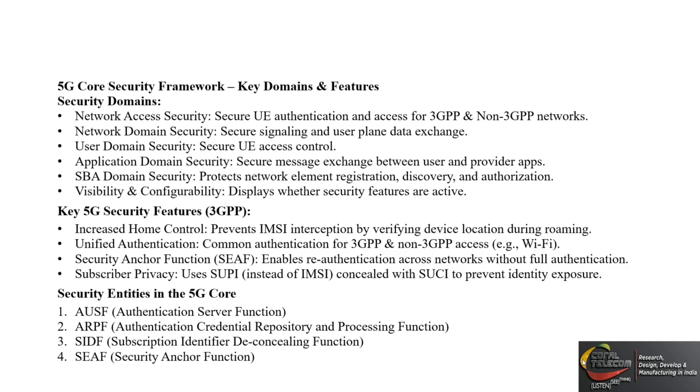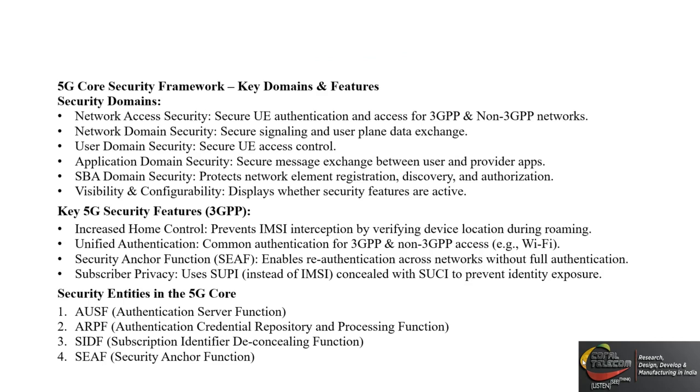So then what are the key 5G security features, like increased home control, preventing IMSI interception by verifying device location during roaming. Then unified authentication is there: common authentication for 3GPP and non-3GPP access, such as if you are coming from Wi-Fi, then also it can be done. Then there is a function called the security anchoring function. So SEAF is a function name. It enables re-authentication across the network without full authentication.